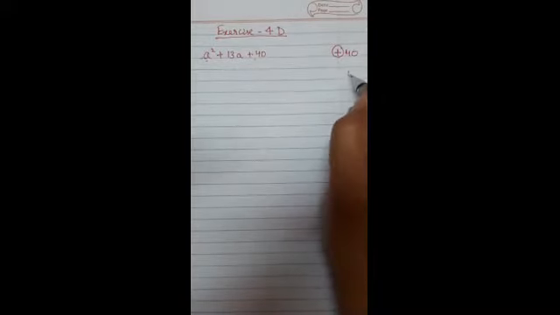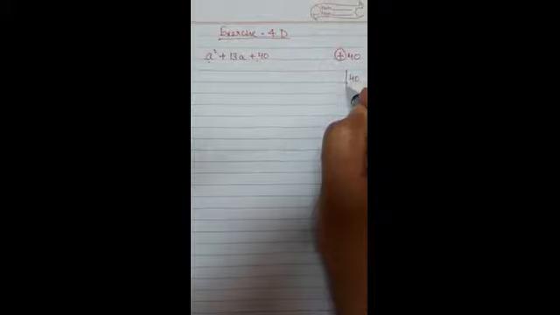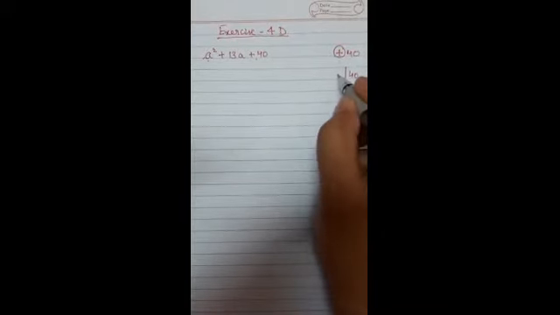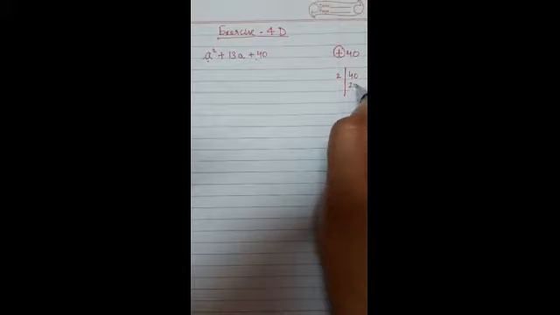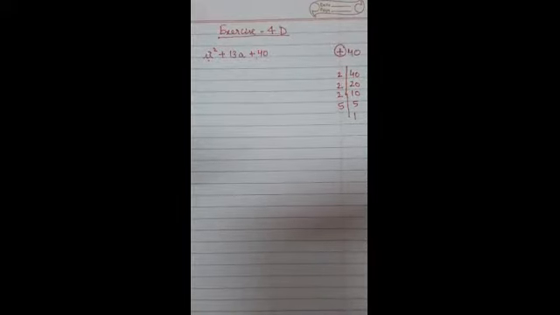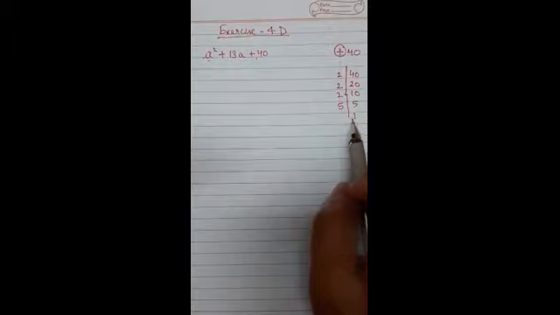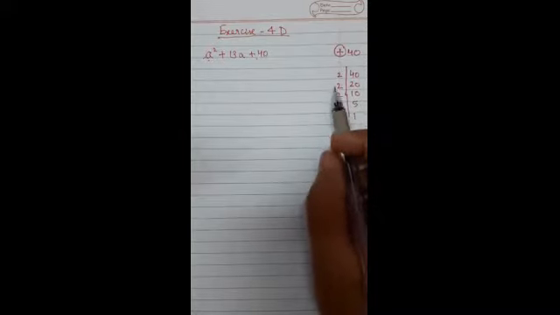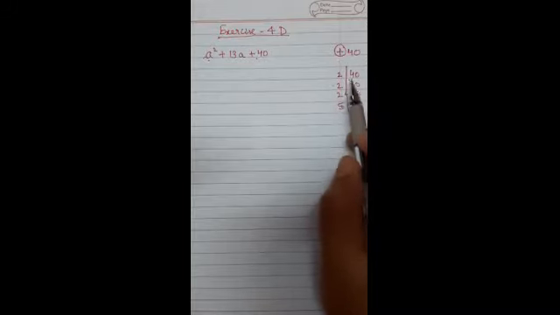So let us factorize 40. Let's start with 2. 2 into 2 is 4, 0. 2 into 10 is 20. 2 into 5 is 10. And finally, 5 into 1 is 5. Now, among these factors, what all factors did we get? The factors of 40 are 1, 2, 5, 4, 8, 10, 20 and 40.